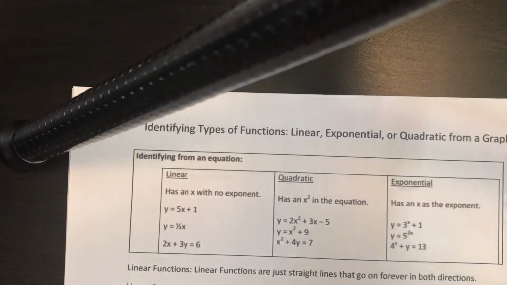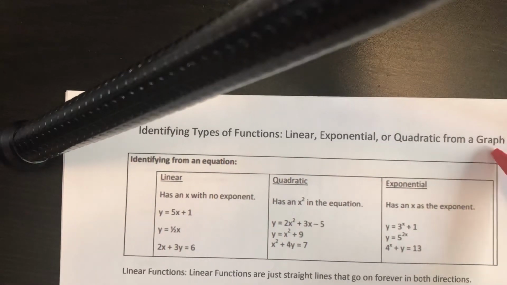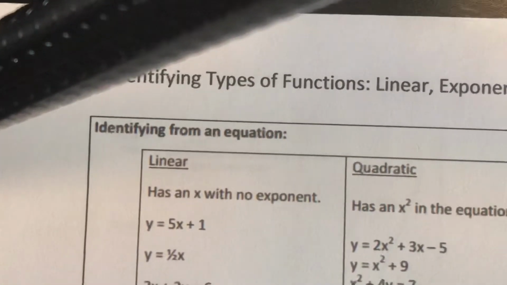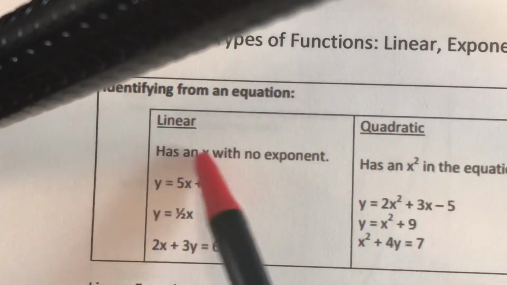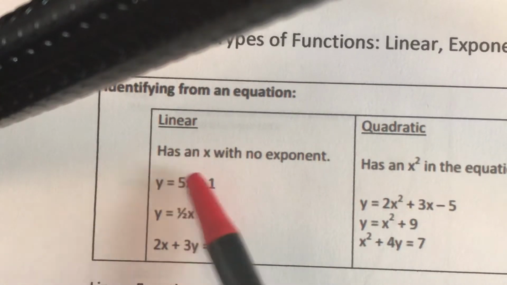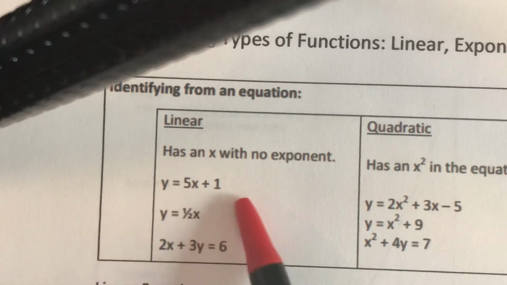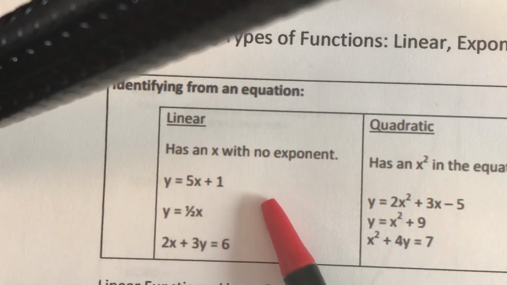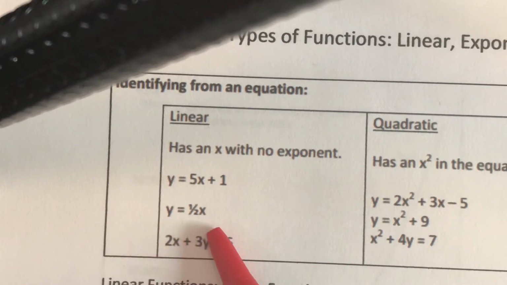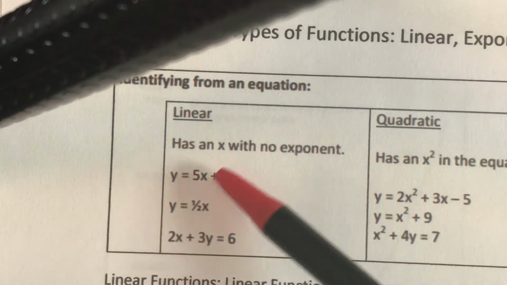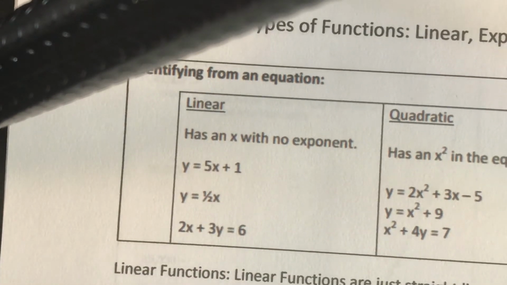Basically, first of all, most of this lesson is gonna be on a graph, how to tell from a graph. But we're gonna first talk about how to identify them from an equation. So it should be pretty easy. Linear functions have an x with no exponent. For example, y equals 5x plus 1 is a linear function. y equals 1/2 x is a linear function. And then we got 2x plus 3y equals 6. Notice this x has no exponent with it, so it's just plain old x. That's how we can tell it's linear.